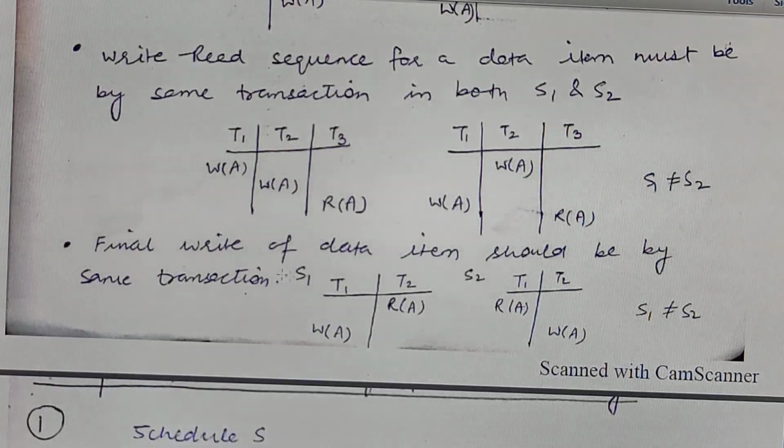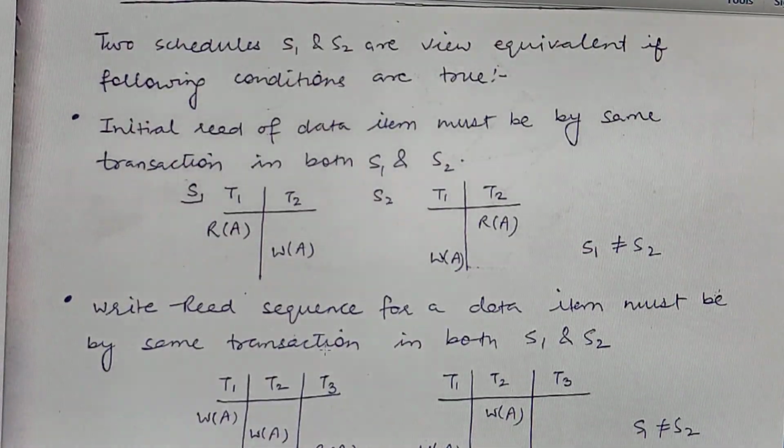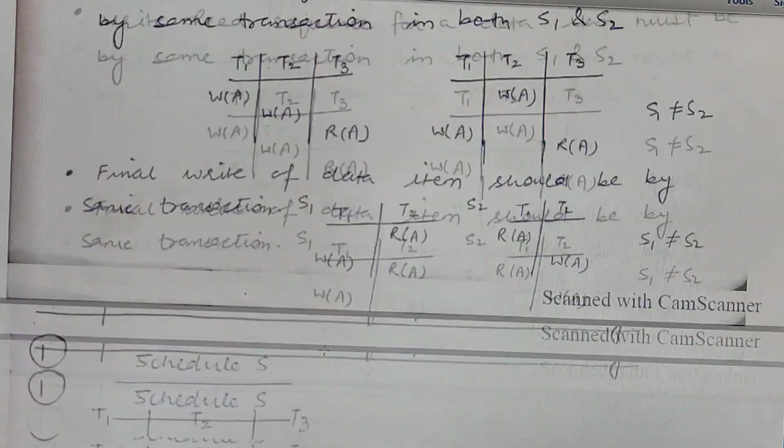And the third is that the final write of a data item should be by the same transaction. Here again you can see the last write on data item A is performed by T1, and here the last write is performed by T2. So again these two schedules are not equivalent. If they would have been equivalent, then we would have said that they are view equivalent, right? But they are not here.